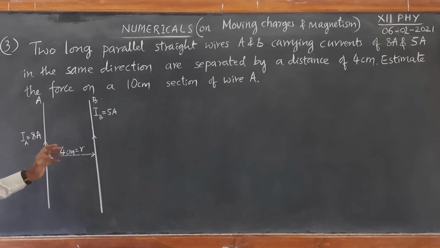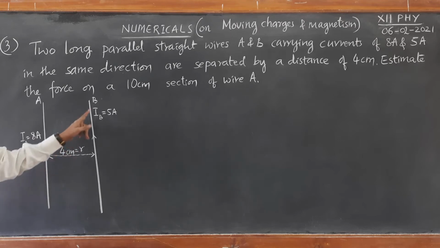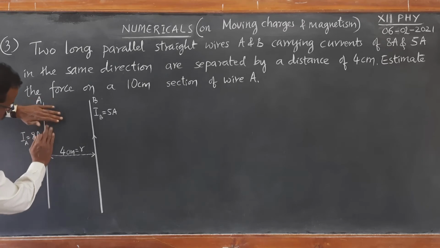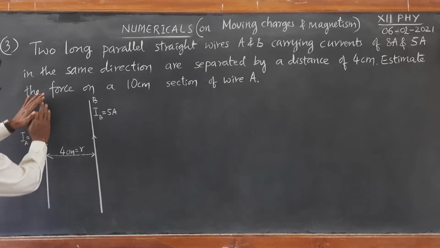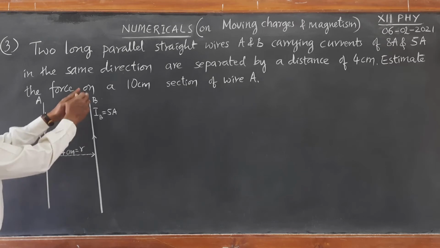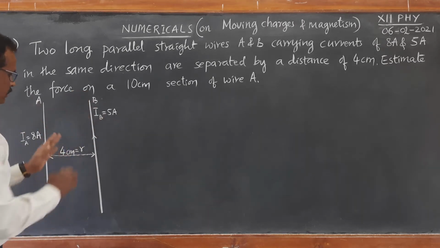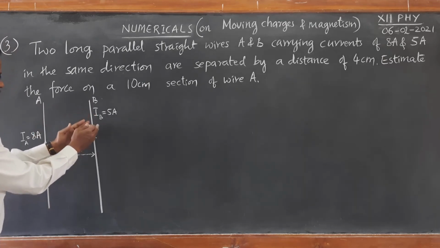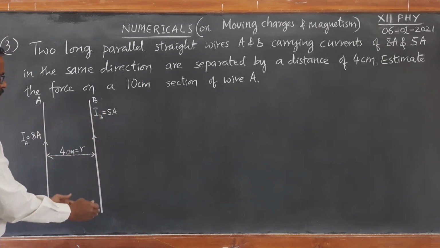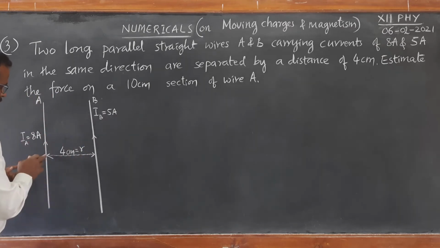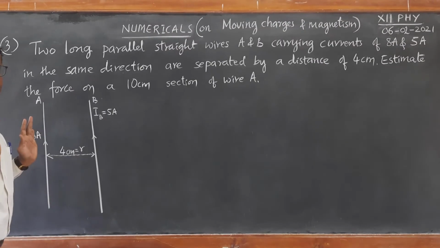So first we have to calculate what is the magnetic field at this particular point, at the position of this conductor A, due to the current flowing through conductor B. I think you got the point. Assume that there is no conductor being placed here. Assume that there is nothing here. Only there is a single straight wire carrying current 5 ampere. What is the magnetic field due to this current 5 ampere flowing through the wire B at distance of 4 centimeter? We will calculate first.